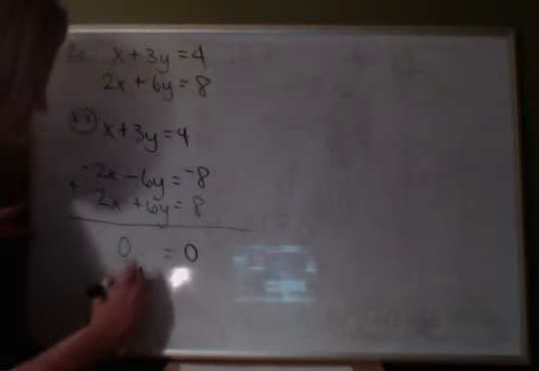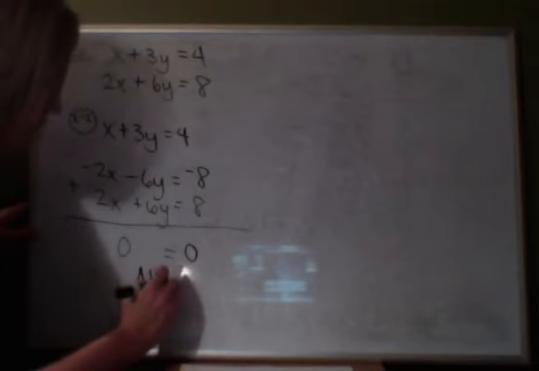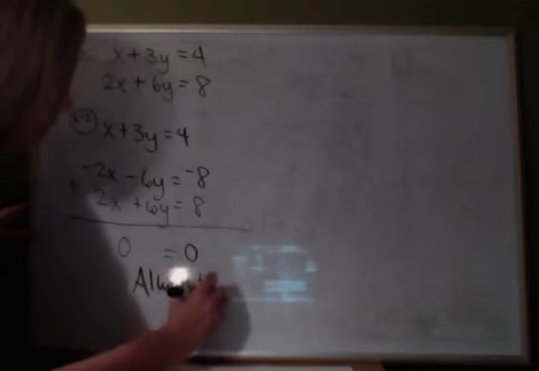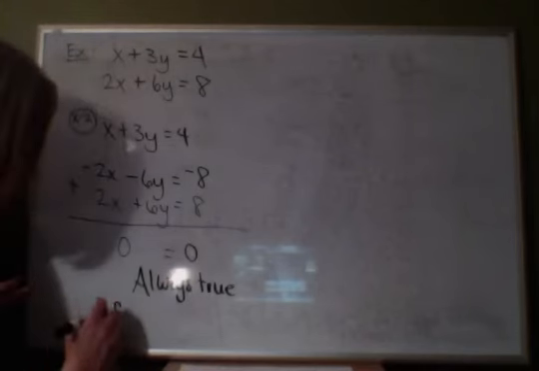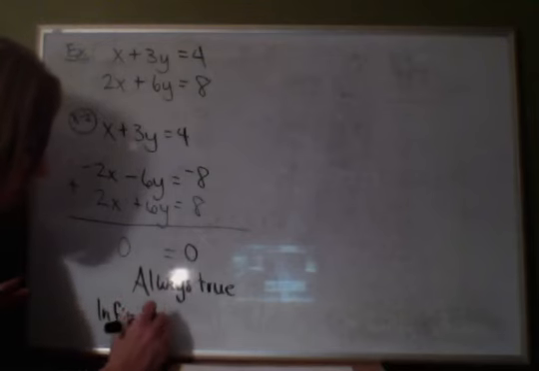And so what we find here is that we have something that is always true, right? 0 always equals 0 and always will equal 0. And so what we have is infinitely many solutions.